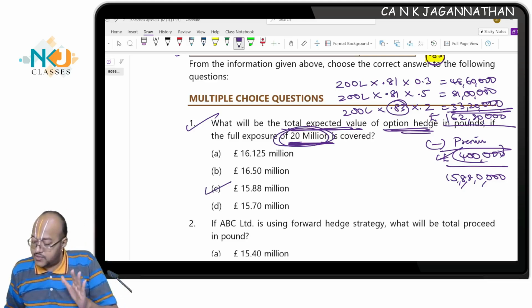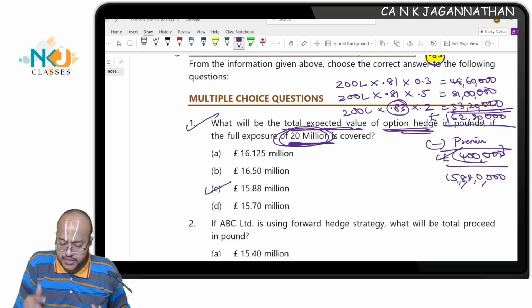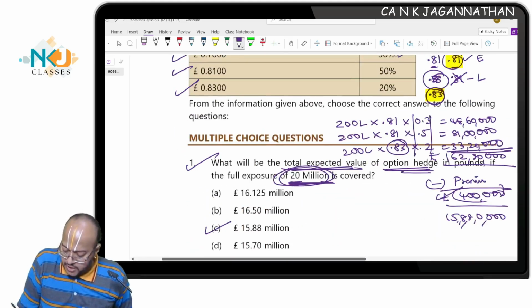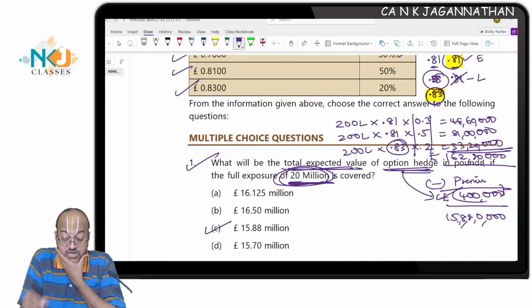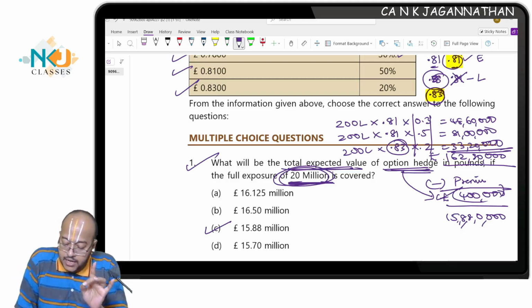Now the same way you can also do it. One more method is given in your institute module, which will also give you the same answer. Very simple. Before applying the probability, what we have done in this is that the premium is taken separately. In the solution for this MCQ also, they have taken the premium separately and shown it like this. Both are the same.